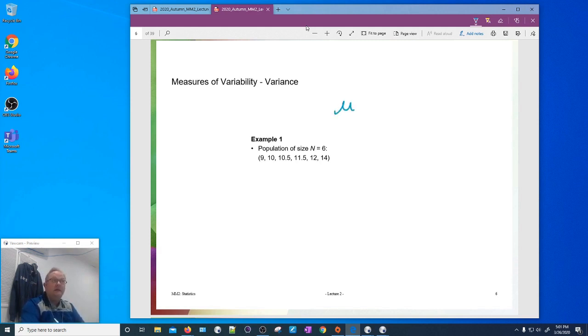So my mean in this case is using the Greek letter mu. So we're going to sum them all together. We don't need to put them in a list, so we can just put them together this way. Plus 12 plus 14. And we had 6 elements, and so we've got a total of 11.17.